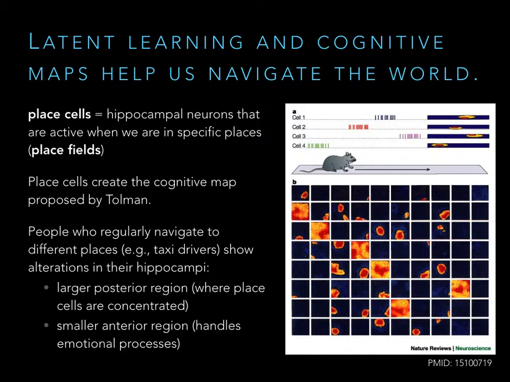So the anterior regions of the hippocampus, where emotional processes are being handled, are actually a little smaller in taxi drivers. So if you ever get in a cab and it's an old school cab, driving around without a GPS, and he or she is a little blunt, don't hold it against them. Their hippocampus has changed. Their posterior region's a little bit bigger so they can navigate, but this came at a sacrifice. There's a little less emotionality going on.